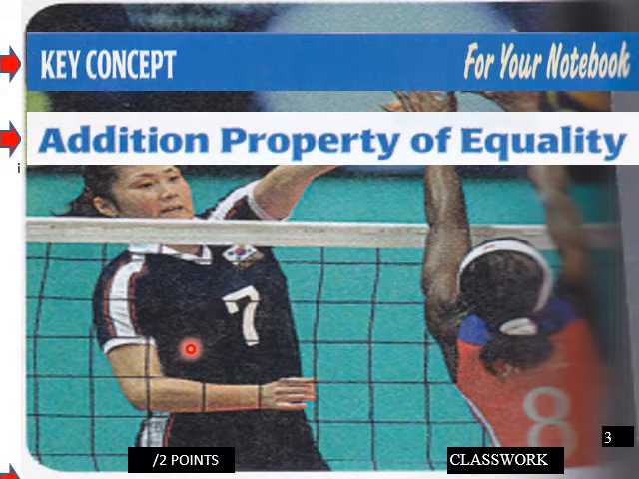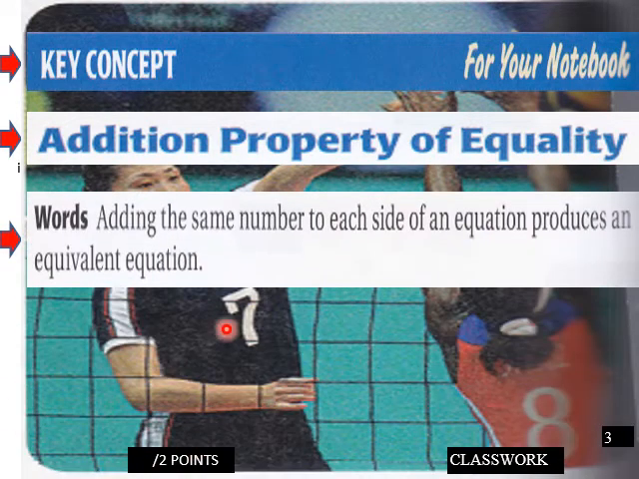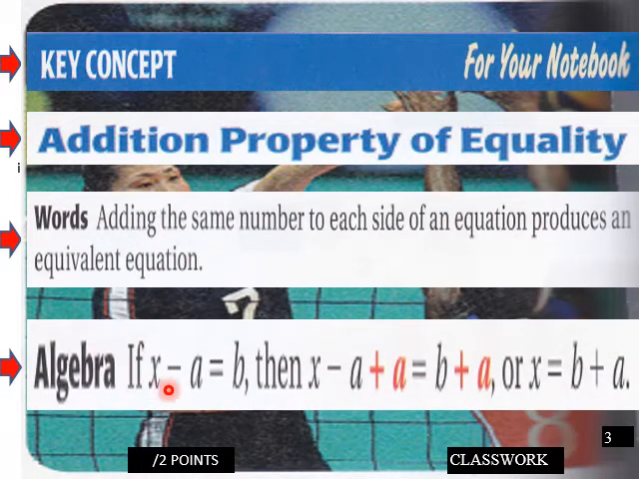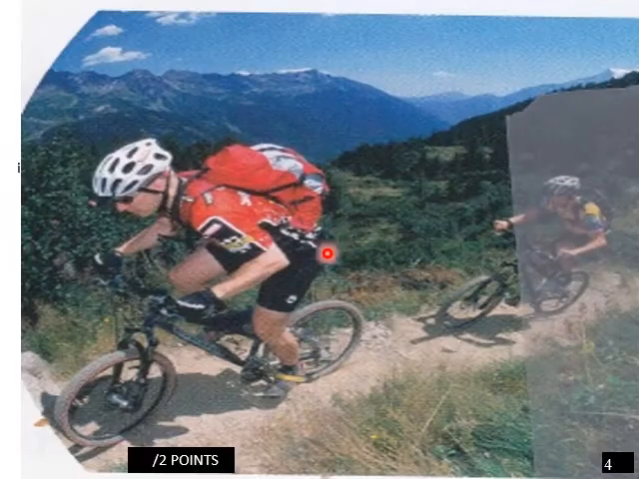So, key concept, addition property of equality. Adding the same number to each side of an equation produces an equivalent equation. Here's an example: x minus a equals b. So when we add a to both sides, we get x equals b plus a. This is the same value as this would be here by using the addition property of equality.